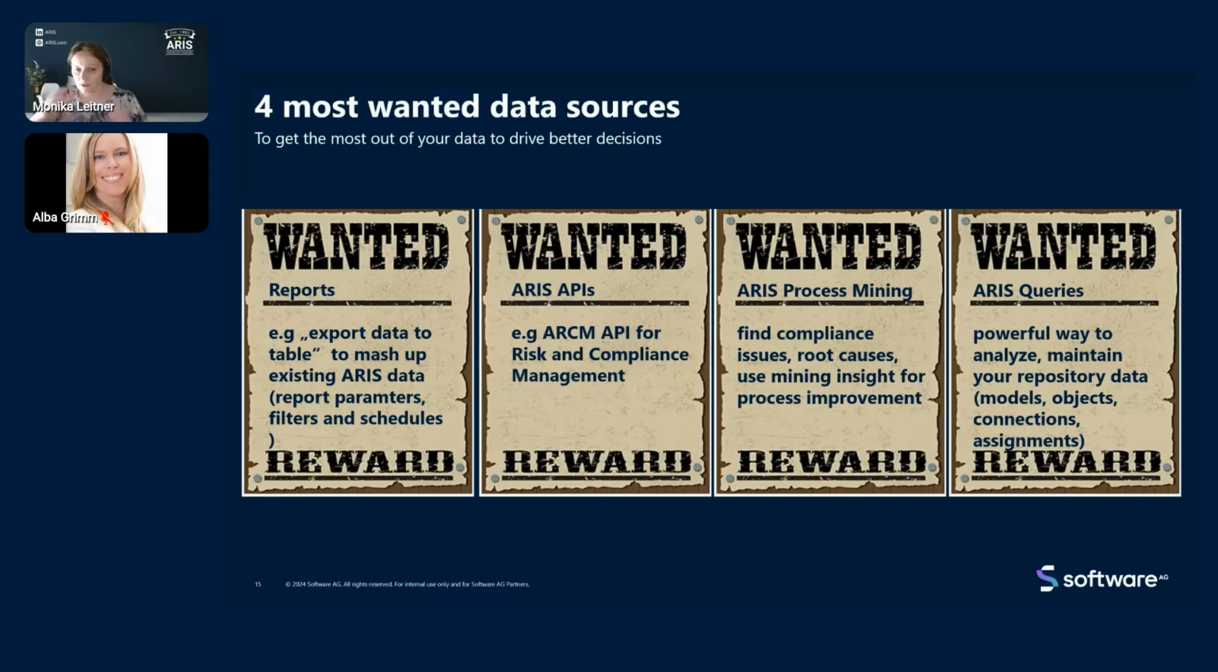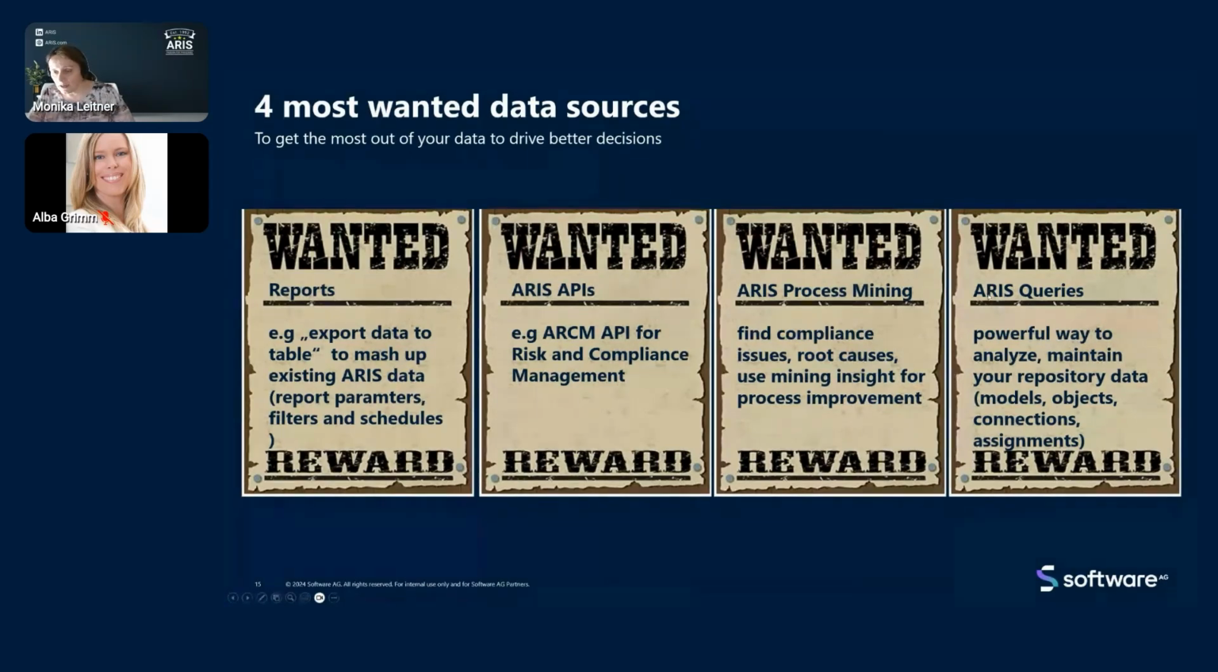You get a link, you can copy this to your dashboard, and the data is there. And only the data, because it's risk and compliance, only the data where you have access to. This is also very powerful. So you see, you can build a dashboard which automatically shows the user only the data where they have access to. Then, of course, process mining: find compliance issues, root causes, and of course, use mining insights for process improvements.